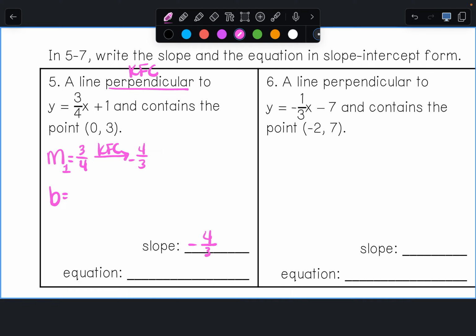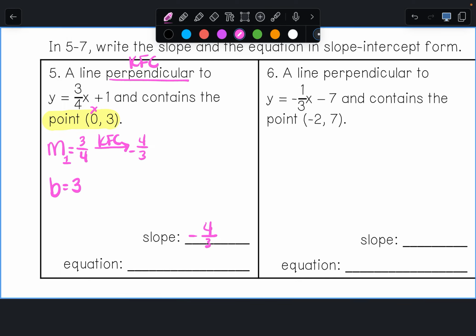Now, do they give you the y-intercept? Yes. The point that they give you is not a random point. If the x value is 0, that is the y-intercept. So our y-intercept is 3. So we have both things that we need in order to write our equation. Our equation will be y equals negative 4/3 x plus 3. Please do not forget the x. If you forget to write x, you lose points.